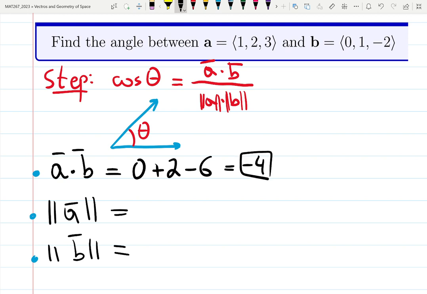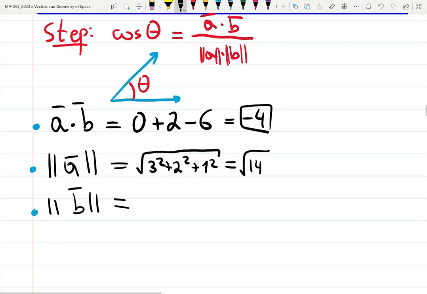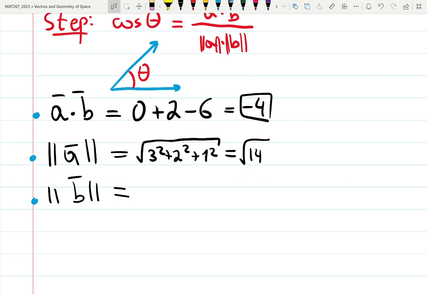Size of A: three squared plus 2 squared plus 1 squared. Amazing, thank you. Square root of 14. Finally, B, I don't want to write it down again. Square root of 5.